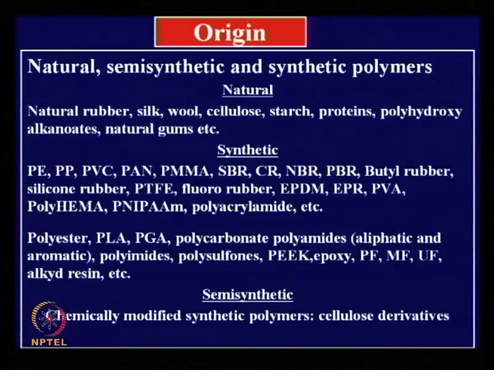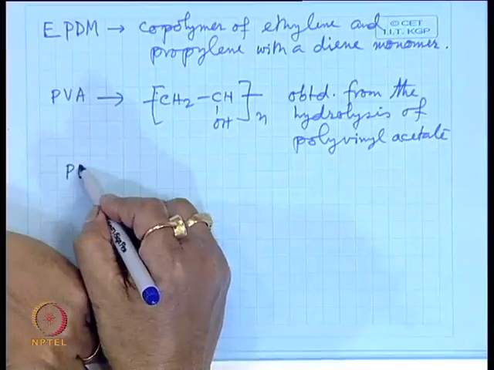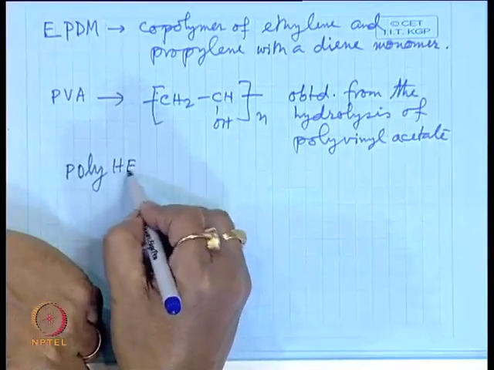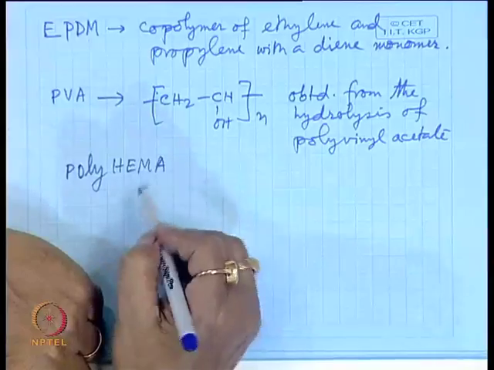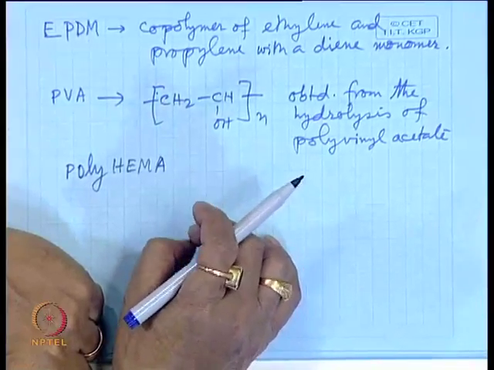Poly HEMA, if you can remember the formula of polymethyl methacrylate, there, in place of methyl acrylate, if you take hydroxyethyl methacrylate, you will get poly HEMA. You can write down the structure. In place of methyl acrylate, you have to write hydroxyethyl methacrylate.